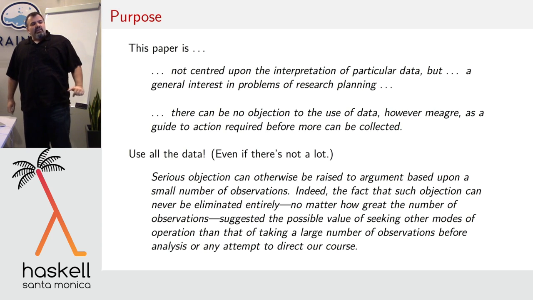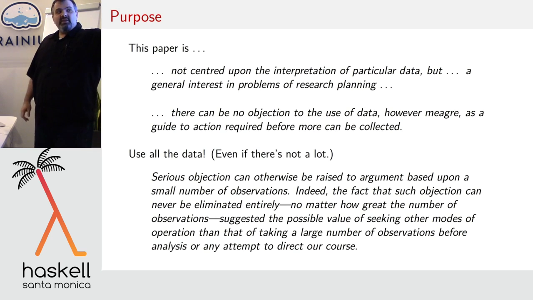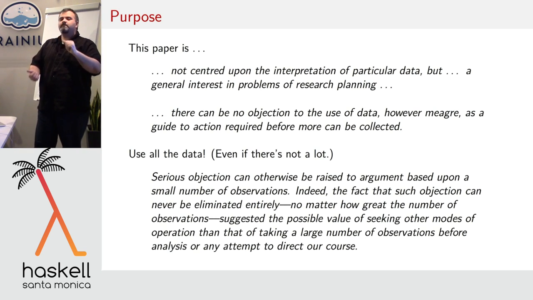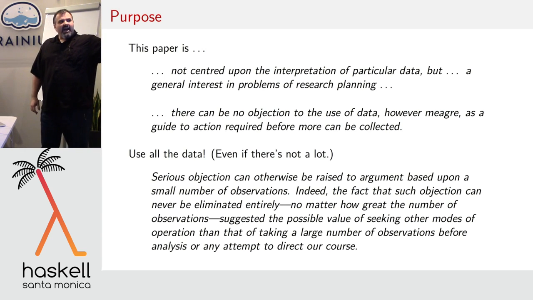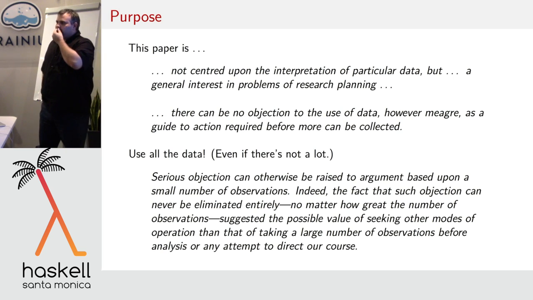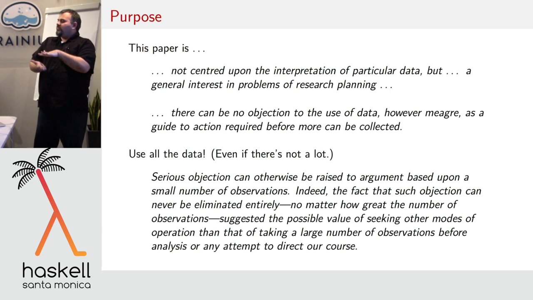And he goes on to say, there can be no objection to the use of data, however meager. Think about the title, on the evidence of two samples. There can be no objection to the use of data, however meager, as a guide to action required before more data can be collected. This is a little bit iconoclastic because you say, okay, I'm going to base a decision on a small number of samples. That is not really accepted practice.